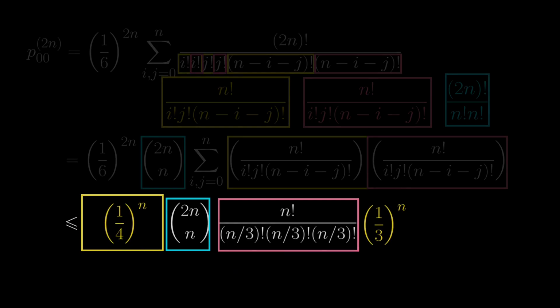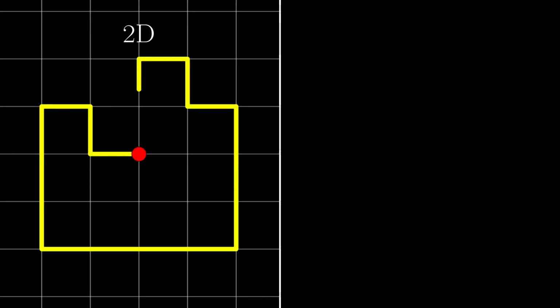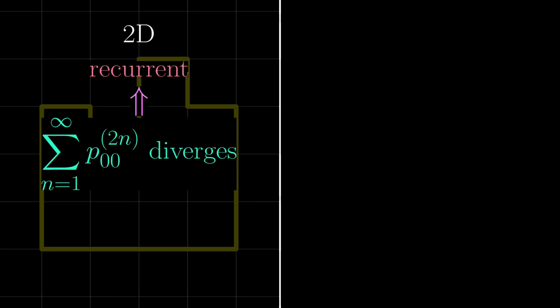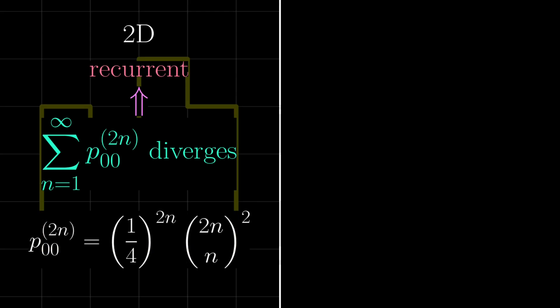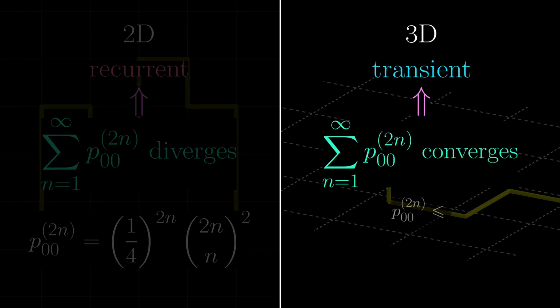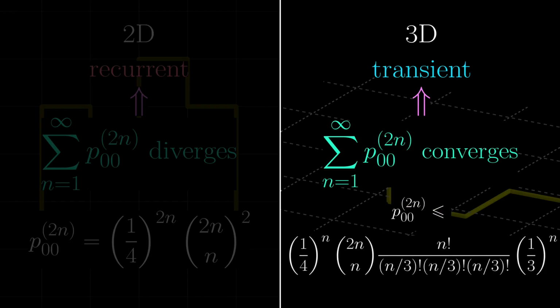Okay, so just to recap what we have so far: in 2D, we want to prove that the origin is recurrent, and we have deduced early on that this means the sum of these 2nth step return probabilities diverges. All we have done is to compute these probabilities. Now in the case of 3D, we want to prove that the origin is transient, which in turn means the series needs to converge. We have computed an overestimate and want to prove that the overestimated series also converges.